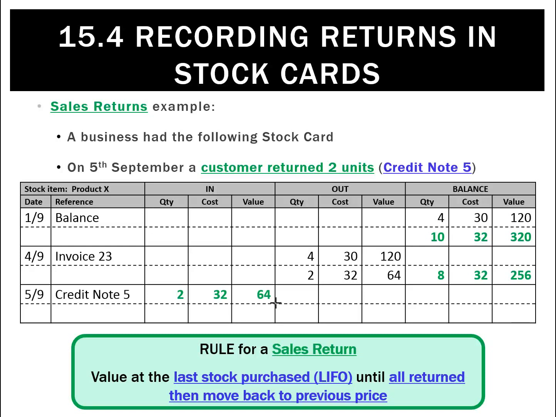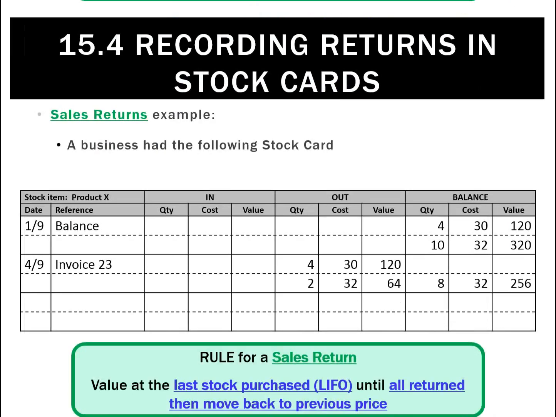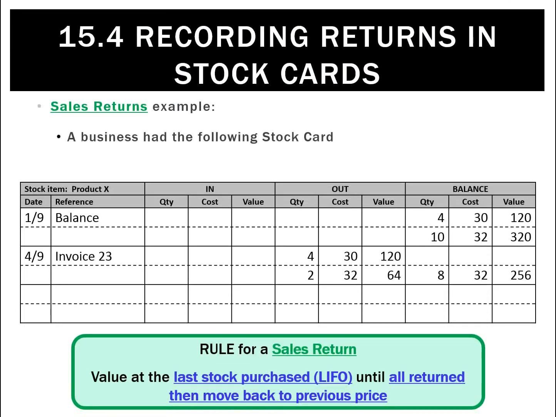So what I'm going to assume is that the last ones in were these ones, $32. The 2 that have come back, they're the last ones I had at $32, so I'll assume that they were $32, and that'll leave me with 10 at $32. Again, relatively straightforward, but now we need to deal with a very complicated example. Exact same stock card, but this time a customer brings back 3 units.